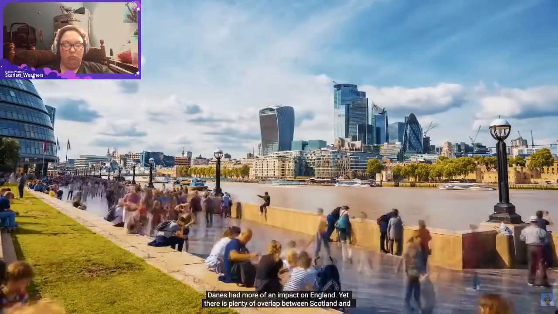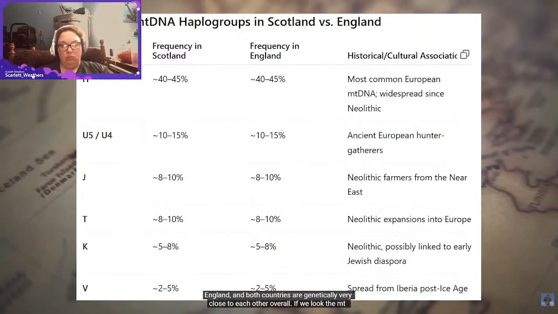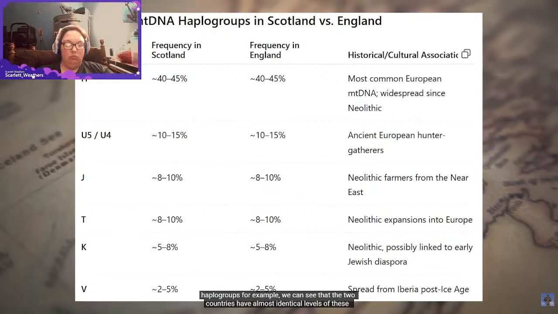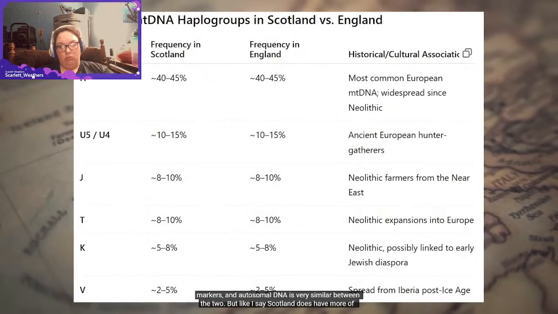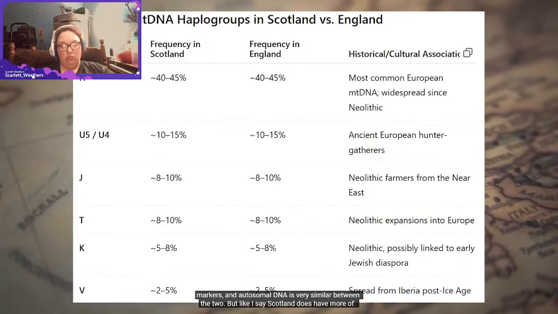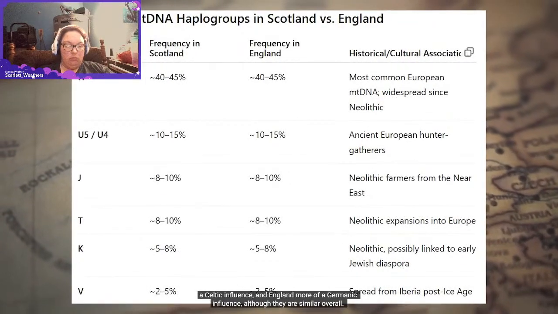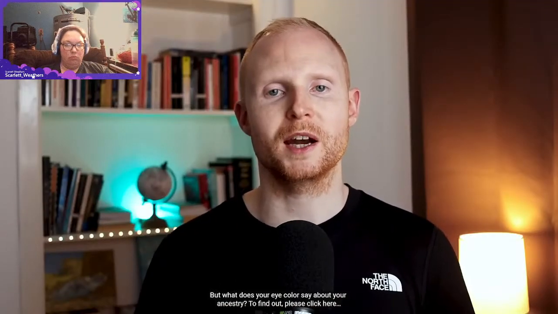Yet overall, Scotland and England genetically are very similar. If we look at the mitochondrial haplogroups, for example, we can see that the two countries have almost identical levels of these markers, and autosomal DNA is very similar between the two. But like I say, Scotland does have more of a Celtic influence, and England more of a Germanic influence, although they are similar overall. But what does your eye colour say about your ancestry?